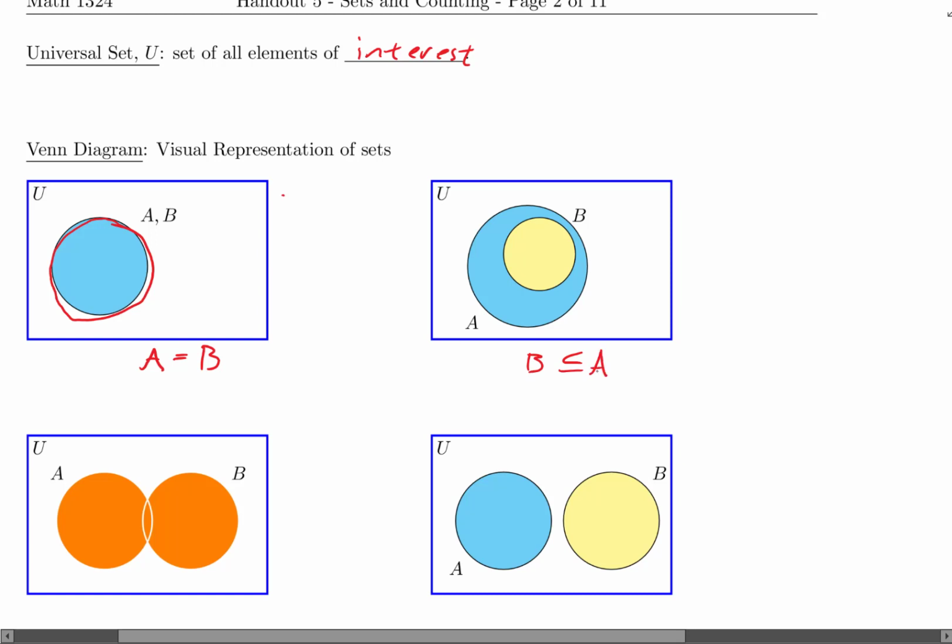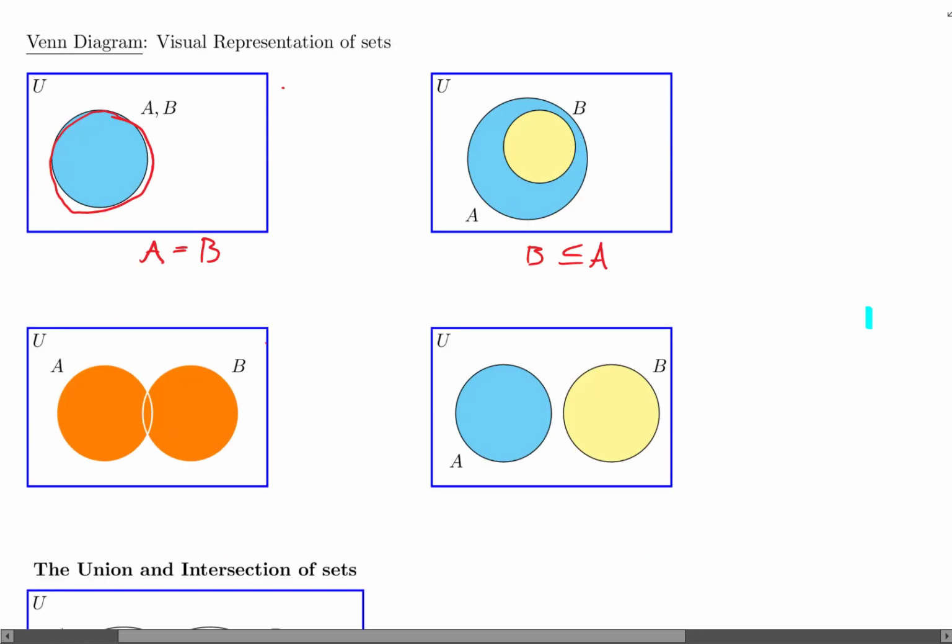Like so. Alright, so for these next two, notice that A here has got parts that are not in B, and B has parts that are not in A, right? A is not a subset of B. And note the same thing here. Clearly, A and B are not subsets of each other there either. So A is not a subset of B, and B is not a subset of A.